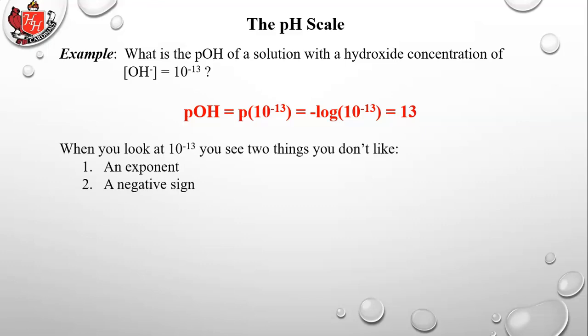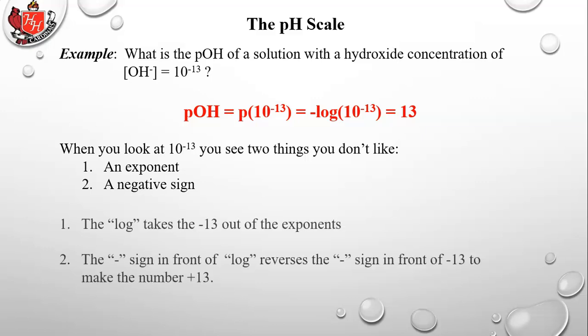So when you look at 10 to the negative 13, just repeating the earlier slide, you see two things you don't like, an exponent and a negative sign. The log takes the negative 13 out of the exponent, and the negative sign in front of the log reverses the negative sign in front of negative 13 to make the number positive 13. So the pH scale is positive numbers.